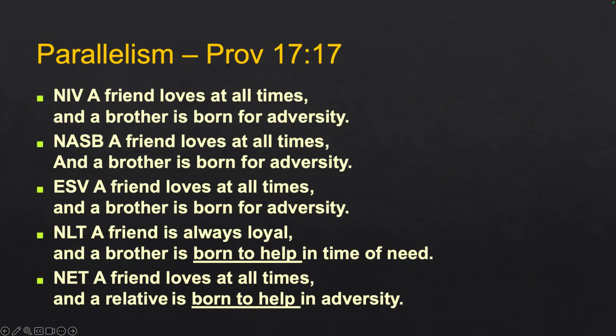Why not? Well, because it's really not that clear. It didn't say but a brother. I mean, it just says and. But the verb is implied there. If you look at the New Living Translation, a brother is born to help in time of need. Okay. And so it's a parallel thought. It's not a contrasting thought. So if it's confusing in English, the translator should make it easy to understand. Okay.